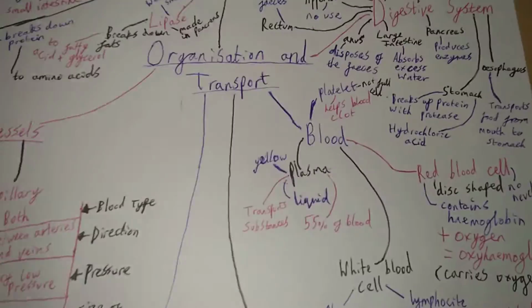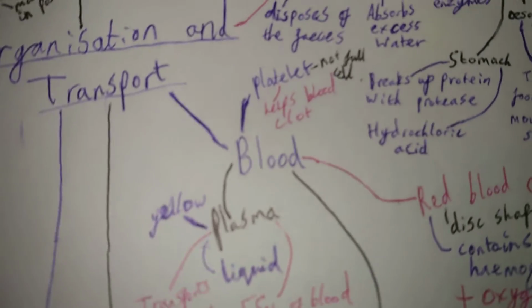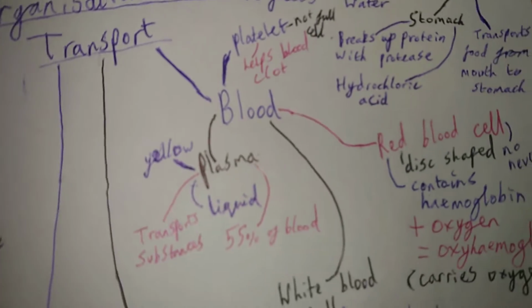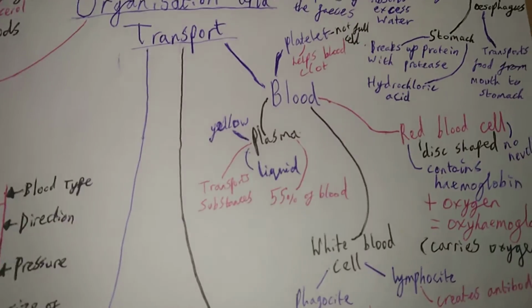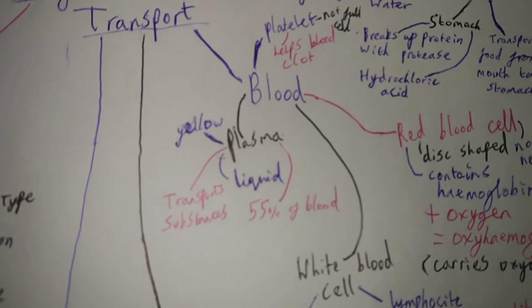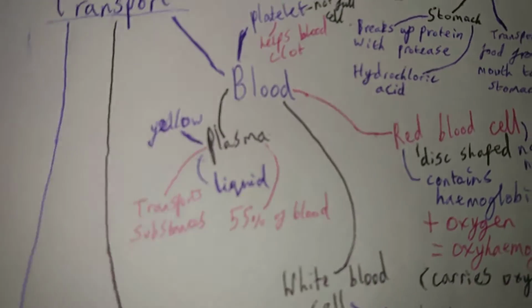So yeah. Now we're going on to the blood. Very good, blood. There are many parts in the blood. The plasma is the liquid part of the blood. It's yellow and it transports substances. It makes up 55% of the blood, which is quite a decent amount if you think about it.